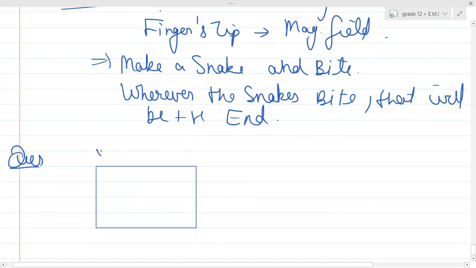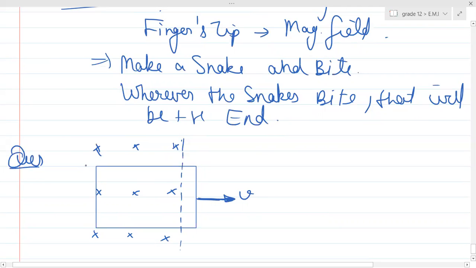Yes, guys, are you able to see a rectangular coil? Suppose this rectangular coil is like this, and we are pulling this rectangular coil out of the magnetic field with a velocity.